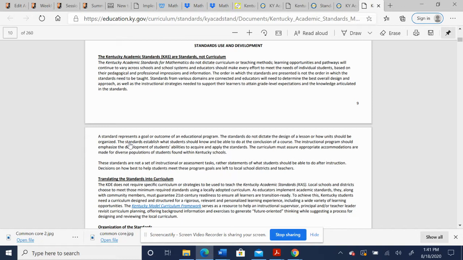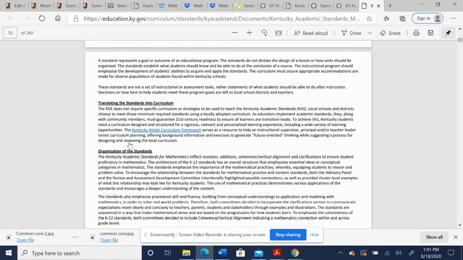So, for example, a standard might say a student needs to be able to subtract within 3-digit subtraction and regrouping. That doesn't mean that they're saying you have to use base 10 blocks to teach it, or you have to use any other manipulative, or you might have to use Saxon math. They don't make any of those determinations. It's just this is what they need to know. It's entirely up to you in how you teach that and how you meet the needs of each student.